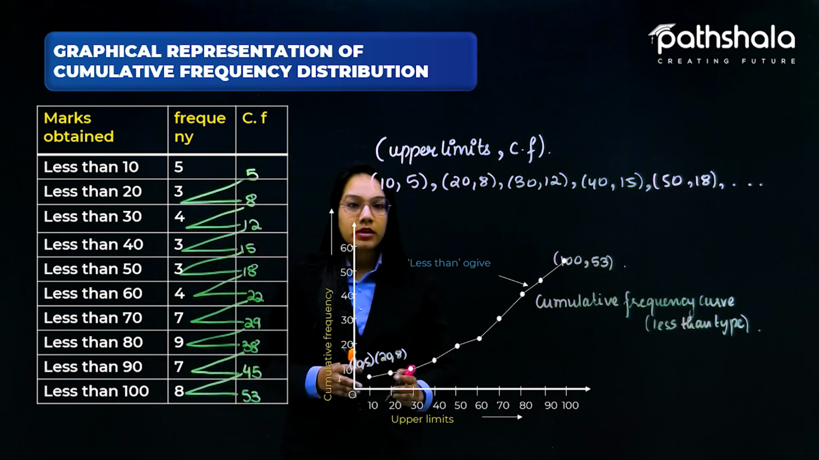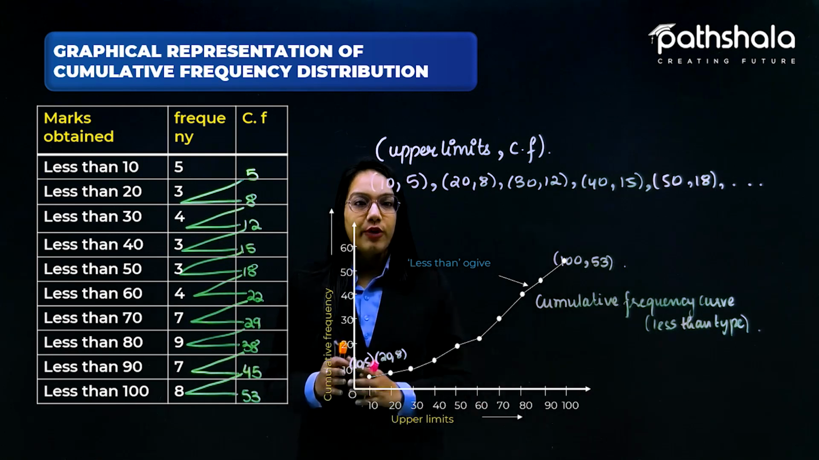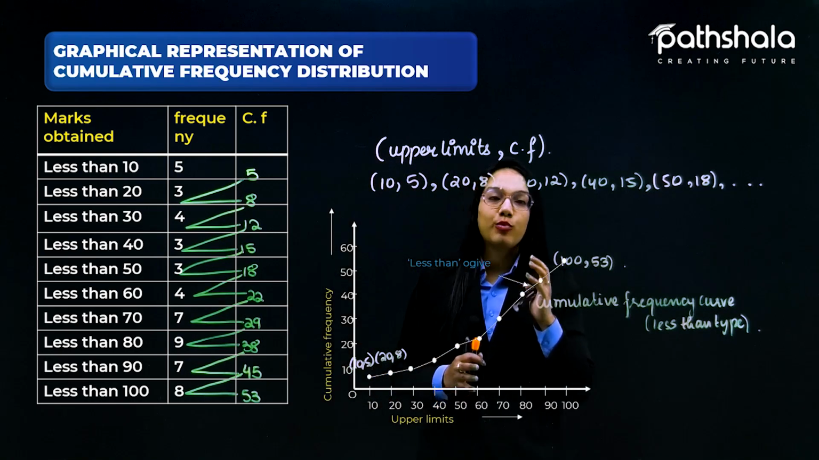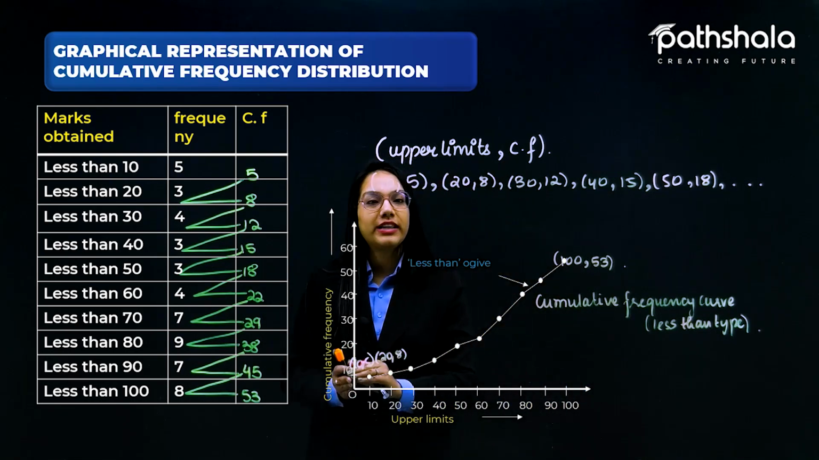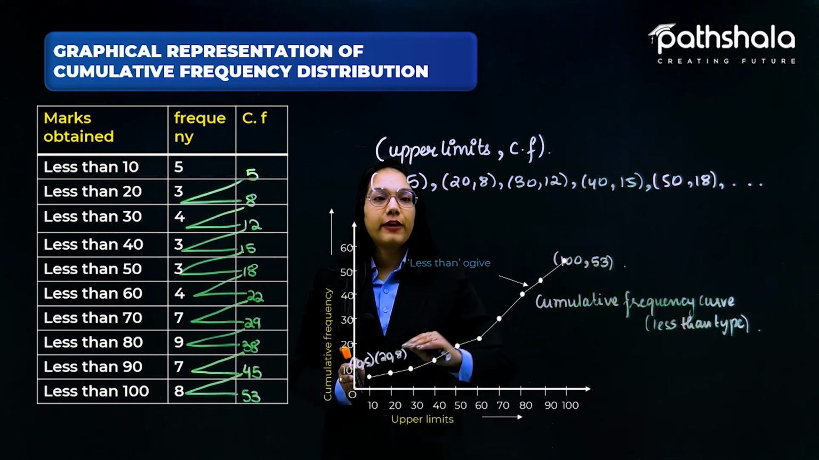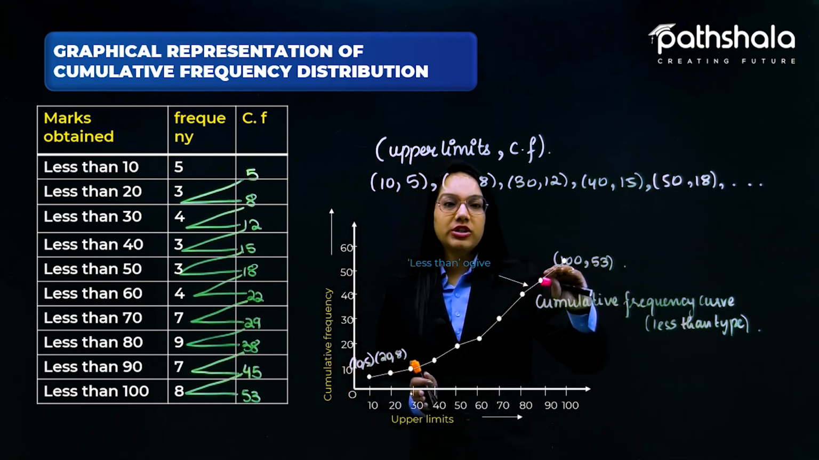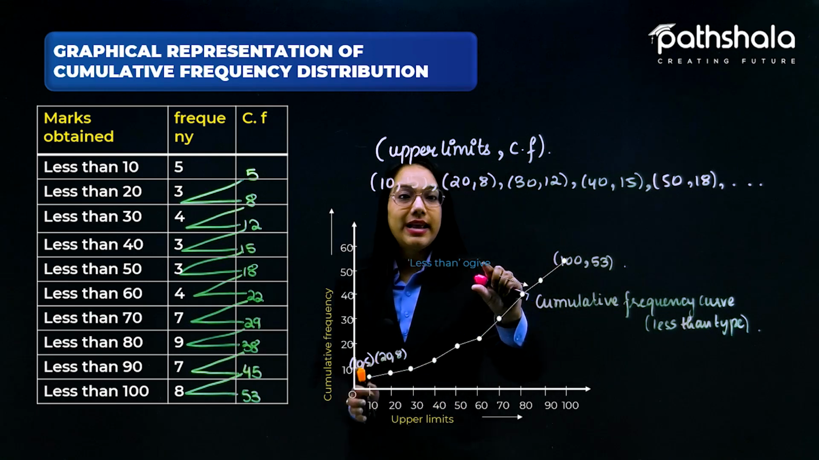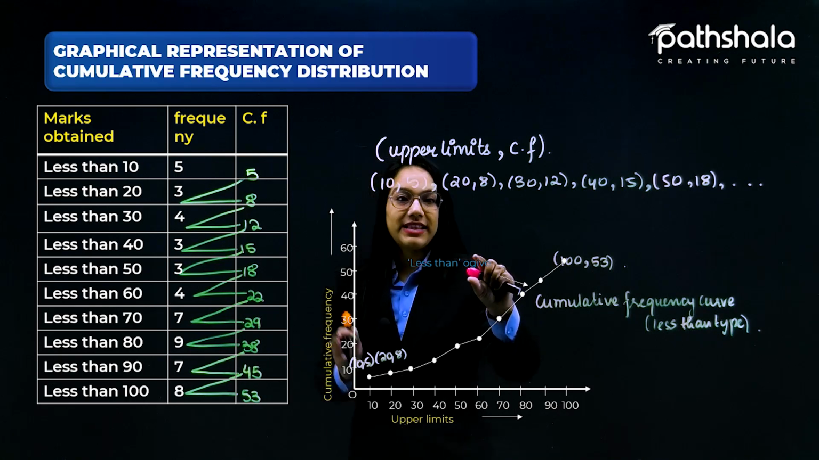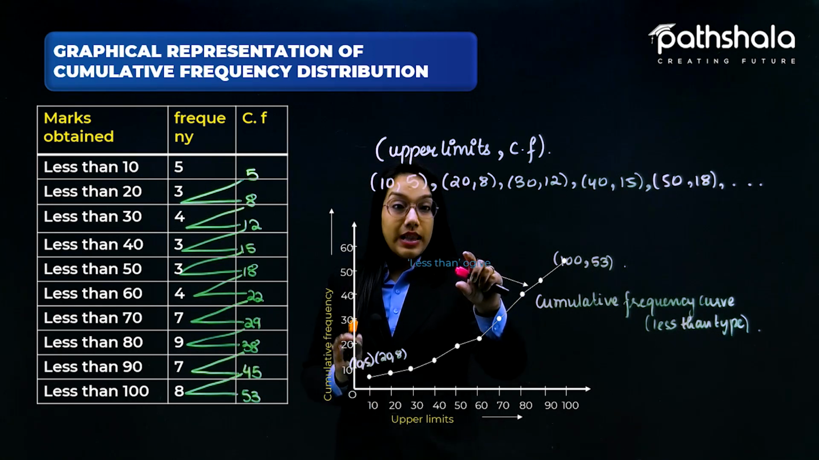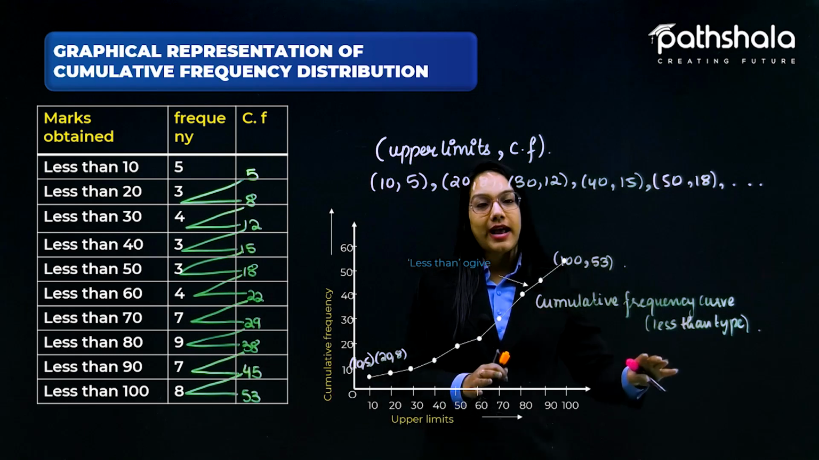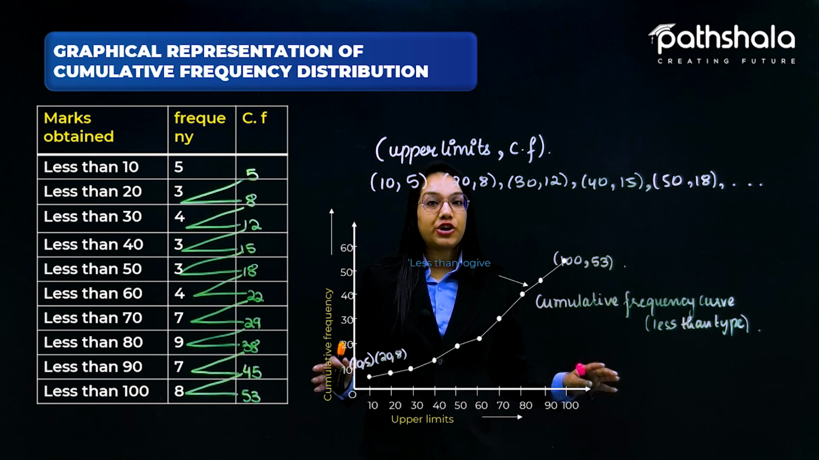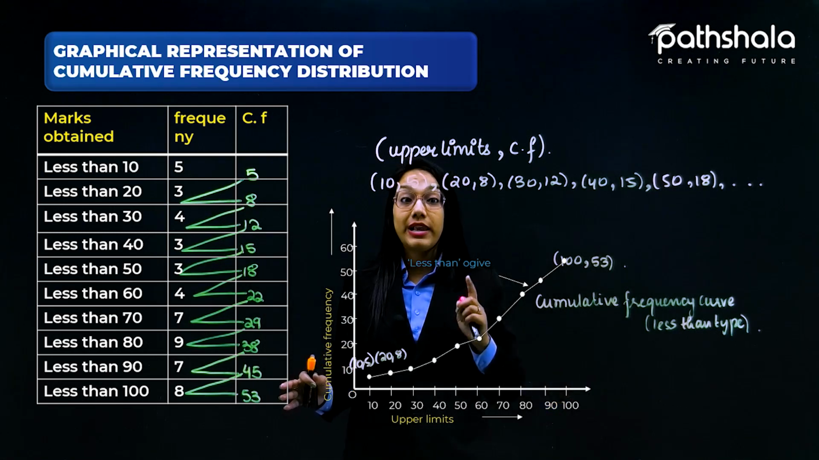So always remember the upper limits are on the x-axis, the cumulative frequency on the y-axis, and the coordinates would be of the type upper limits, cumulative frequency. After joining all these points freehand, we get a particular curve called the cumulative frequency curve, and especially it is called a less than ogive. We can call it a less than ogive, and we can also call it a cumulative frequency curve. So this is a graphical representation of the cumulative frequency distribution of less than type.